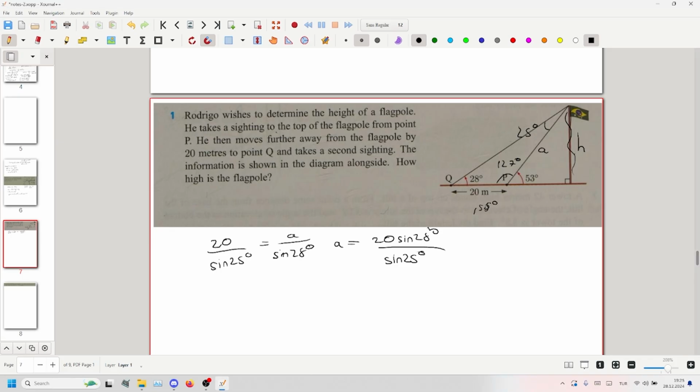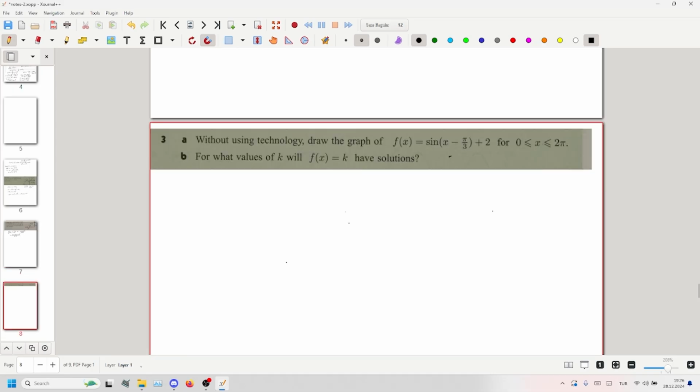Now if we know A, we can calculate H. H is just going to equal A times the sine of 53. So H is equal to 20 sine of 28 degrees multiplied by the sine of 53 degrees divided by the sine of 25 degrees. I'm not going to calculate this, just plug it into your calculator. I'm too lazy.